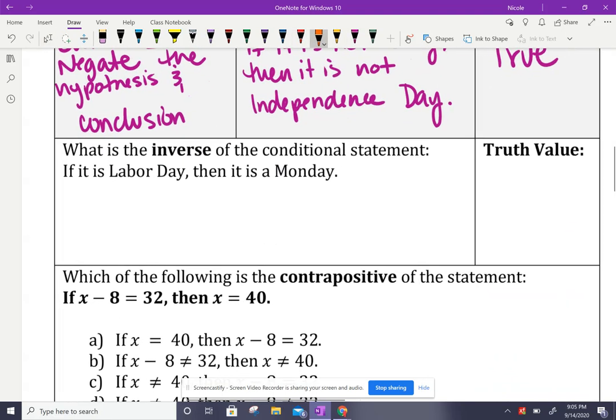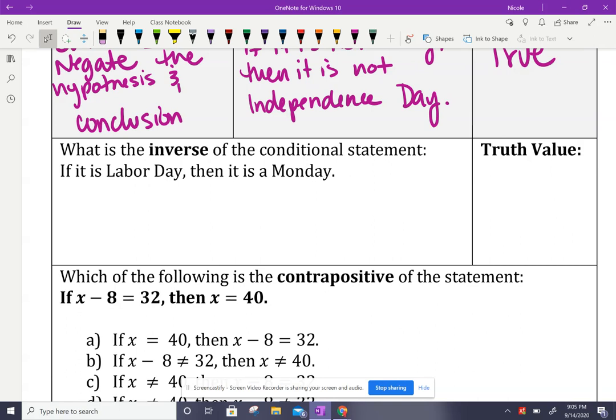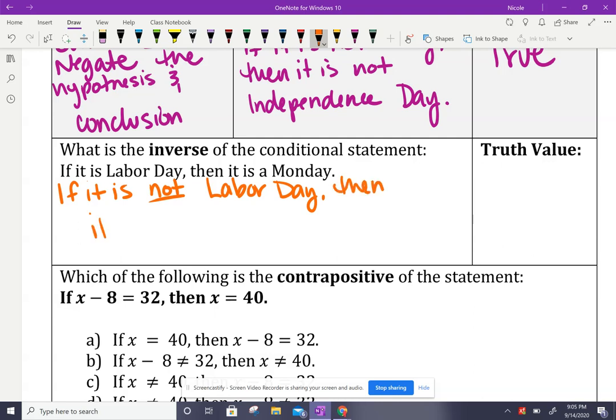Now I'm going to look at this example. It asks us to write the inverse of the statement, if it is Labor Day, then it is a Monday. The inverse would be to negate everything. So if it is not Labor Day, then it is not a Monday.